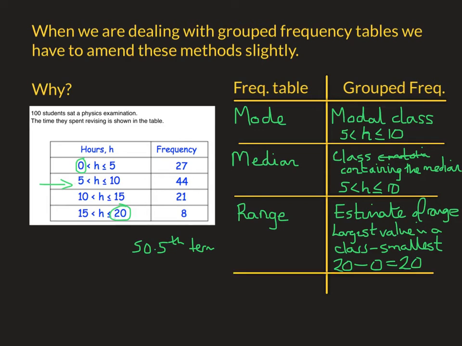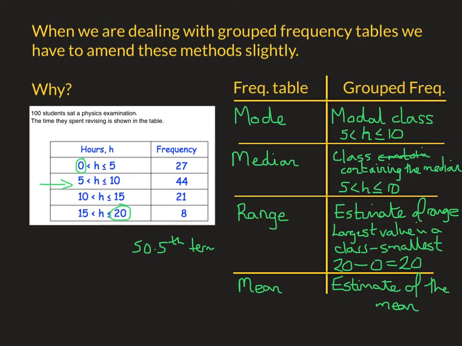Finally, rather than being able to work out the mean, which I could work out exactly before, I can't do that with this either. I can only calculate an estimate of the mean, and we're going to come on to that a little bit later. So the differences between the frequency table and the grouped frequency table are not too great, but we have to know mainly that we can't calculate any of them exactly, because we do not have the information of what the values taken down were.